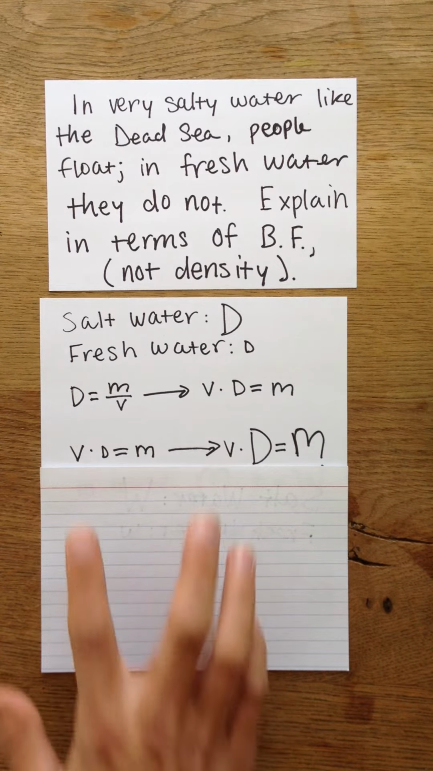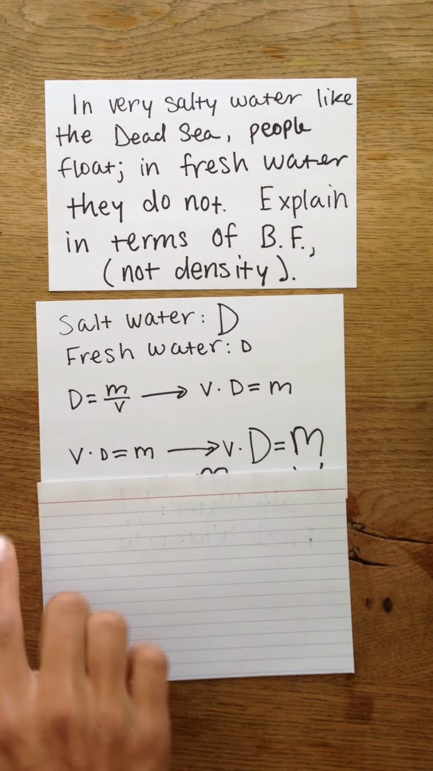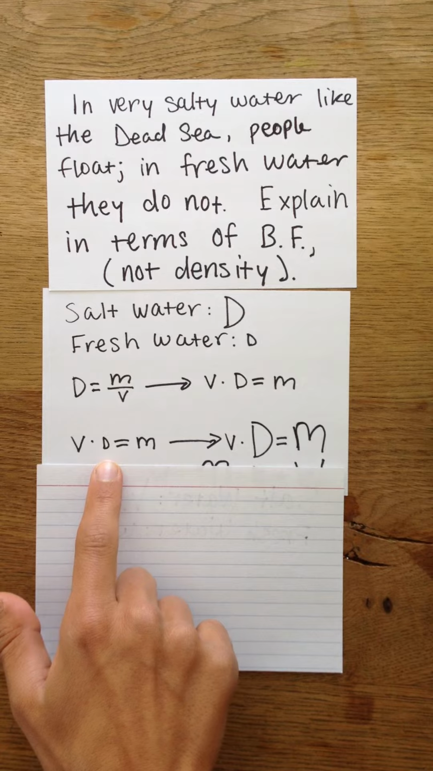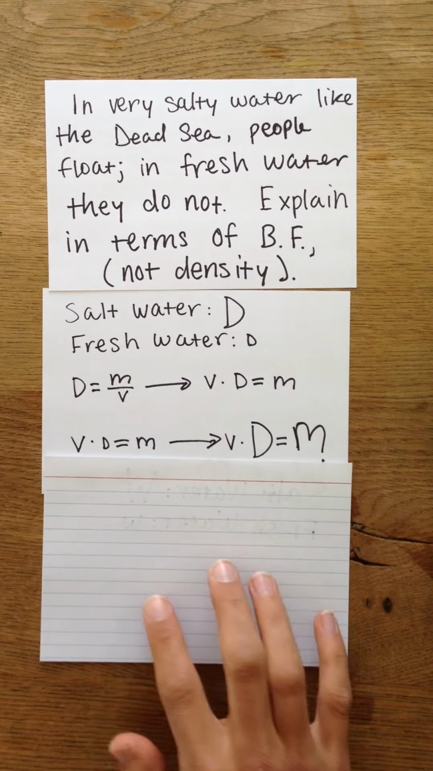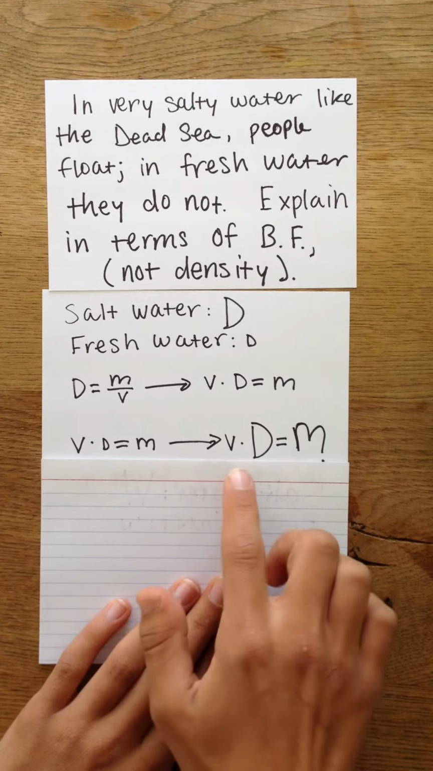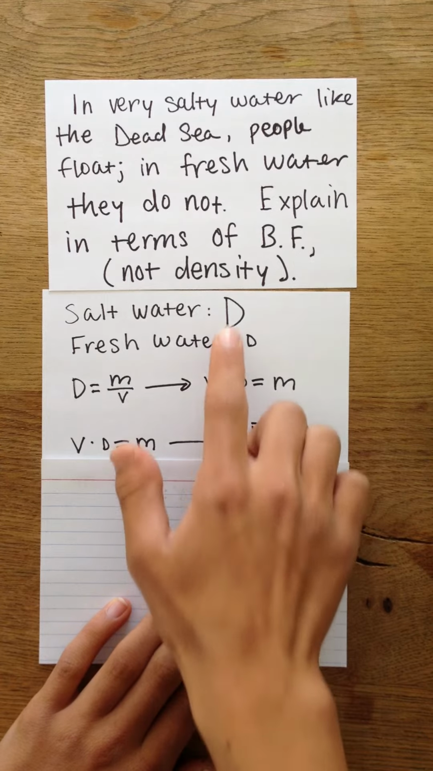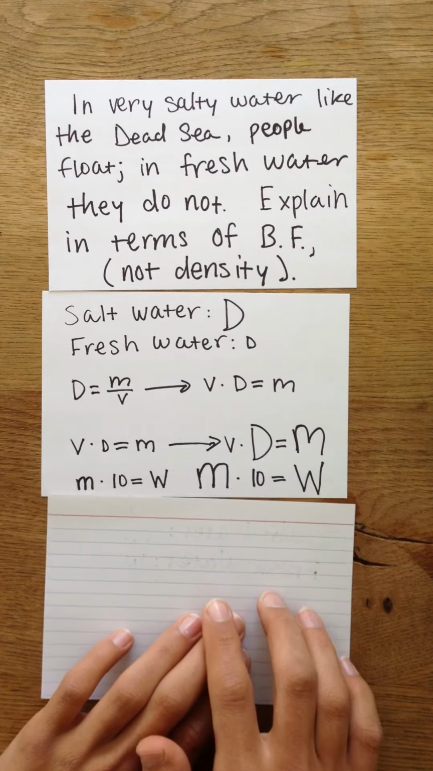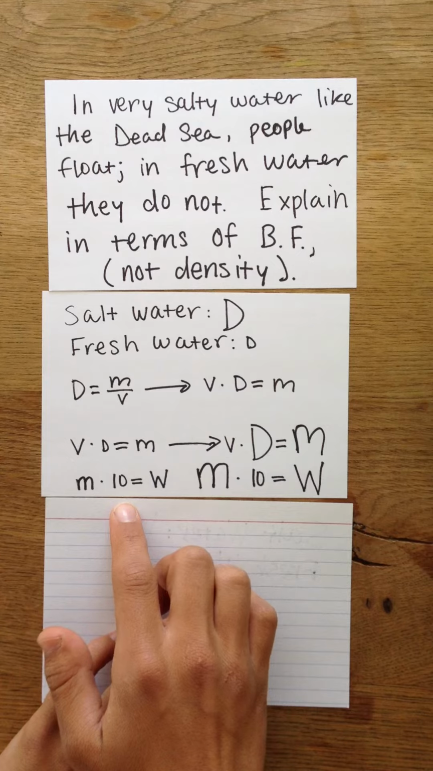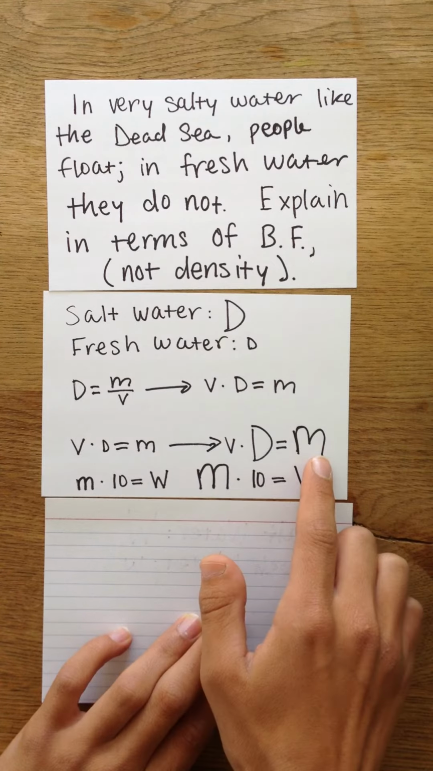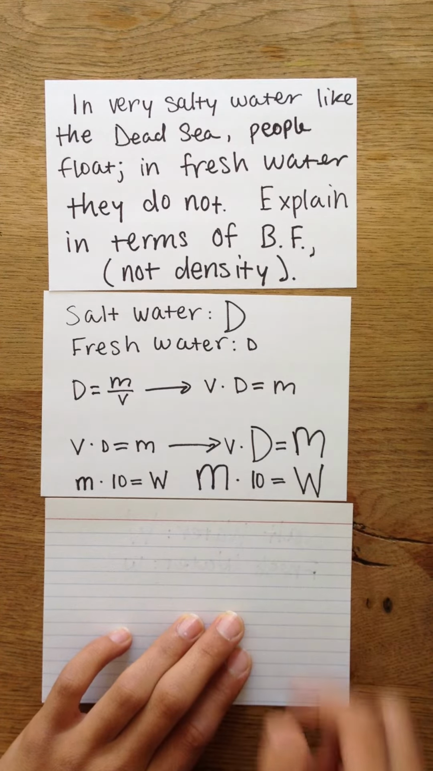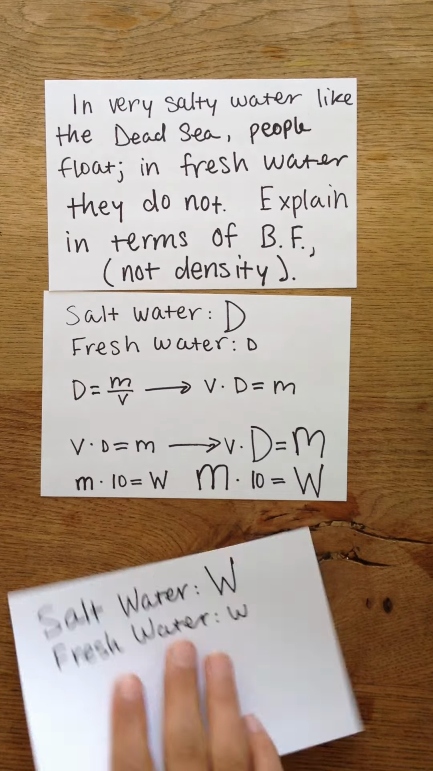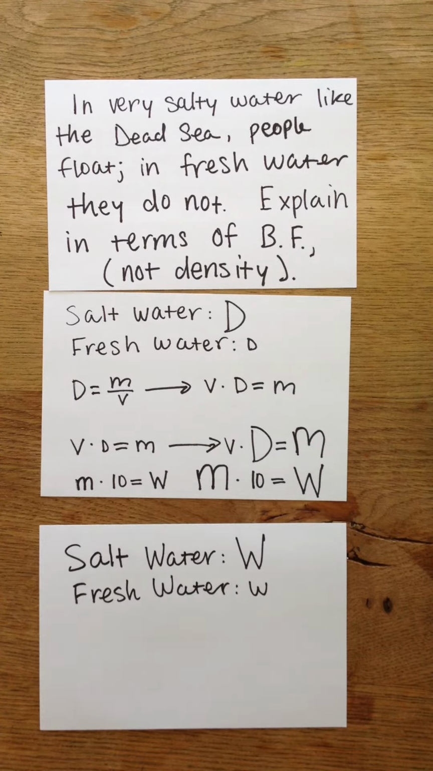Okay, so these two volumes are exactly the same. But if we multiply one by a smaller density, which is fresh water, then we get a smaller mass, and if we multiply the other one by a larger density, which is salt water, we get a larger mass. If we multiply the smaller mass times 10, we get a smaller weight. But if we multiply the larger mass times 10, we get a larger weight. So, in conclusion, salt water has a larger weight than fresh water.